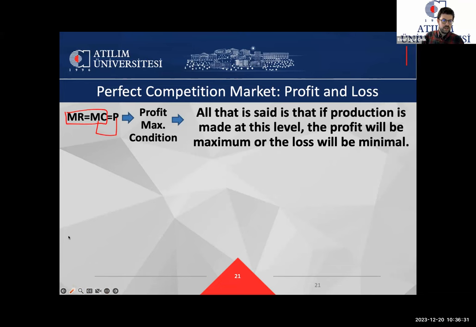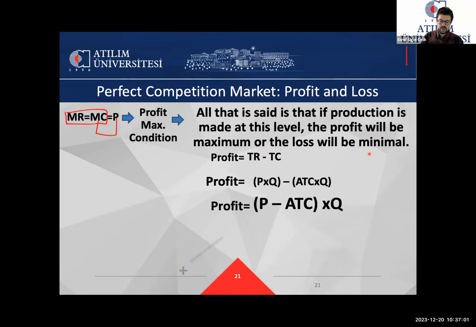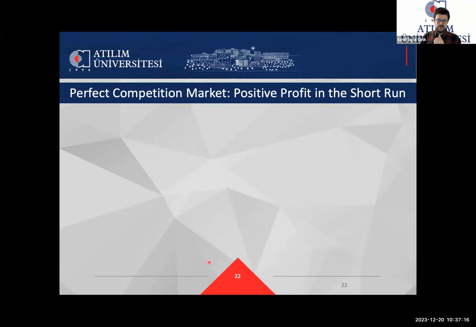So the profit maximizing condition does not always give the highest profit, okay? Maybe in previous slides, I said it like that. That showed at which point we can produce it. And at that condition, the profit will be maximum or the loss will be minimum. So we are able to find profit by using these formulas: positive, zero, and negative, okay?